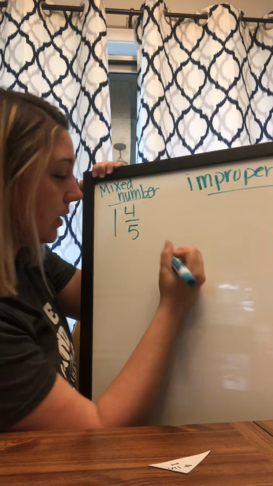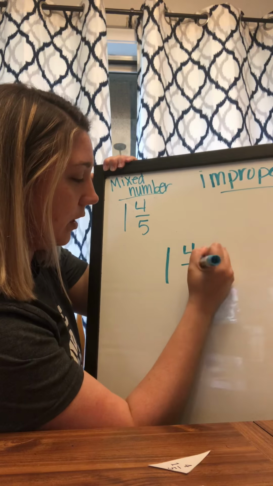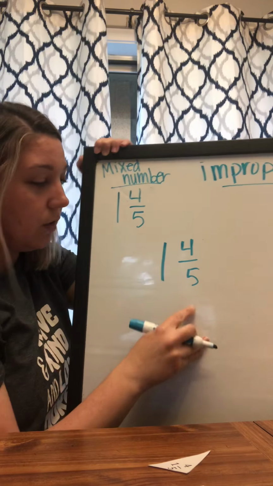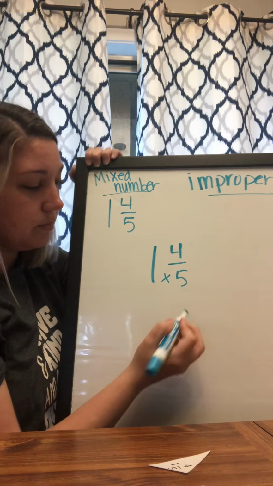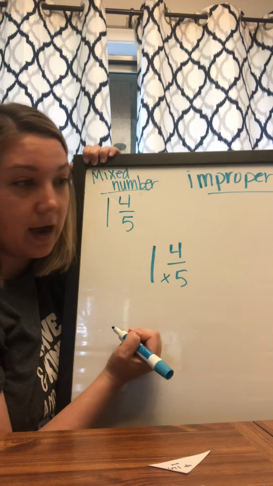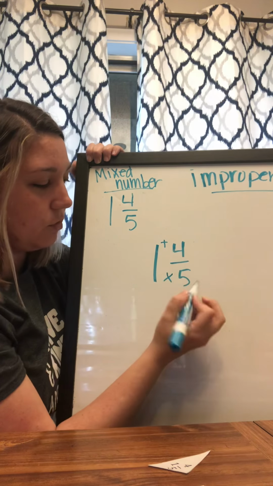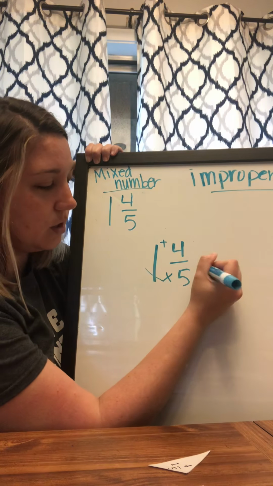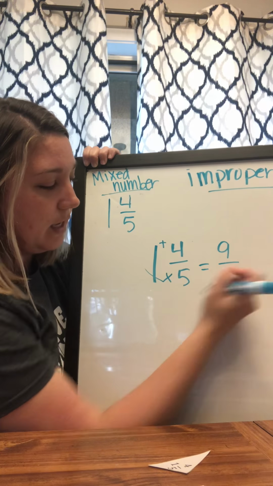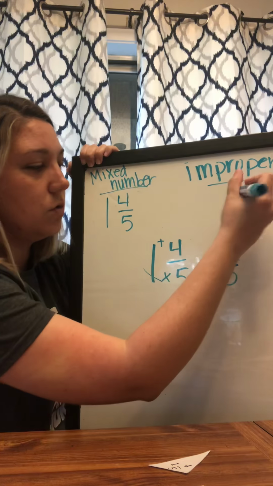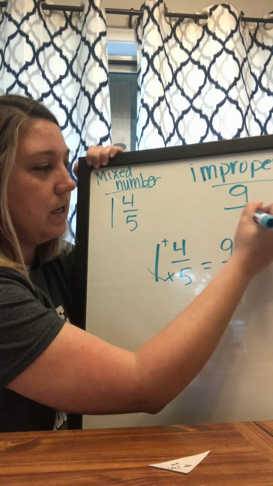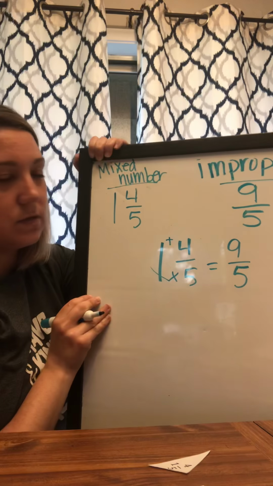Okay, so the way that we do this, you have 1 4/5. We are going to take our denominator and multiply it by our whole number. 5 times 1 is 5, and then you're going to add your numerator. So 5 plus 4 is 9, and your denominator is going to stay the same. So your improper fraction is 9/5.